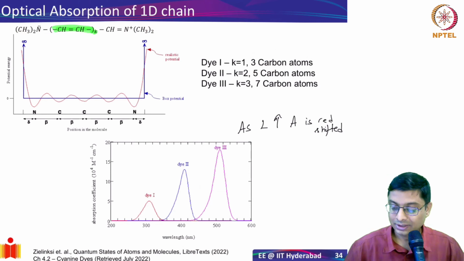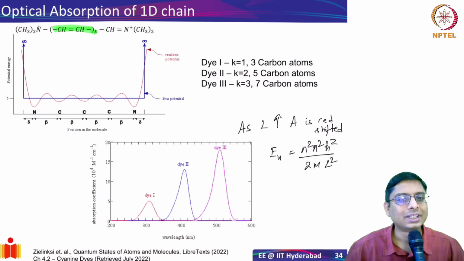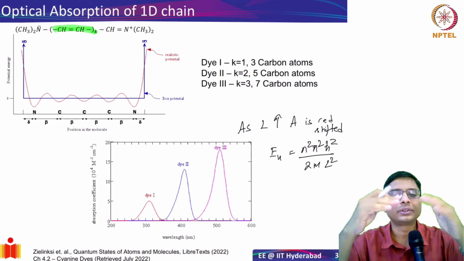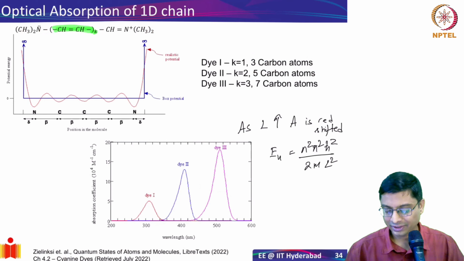Well, the energy En is going to be n square pi square h cross square divided by 2m L square. If L increases, you can compute the transition energy, and you will see that that's getting redshifted. The energy levels become closer and closer. So energy reduces, so the wavelength increases. So that's why they're getting redshifted.